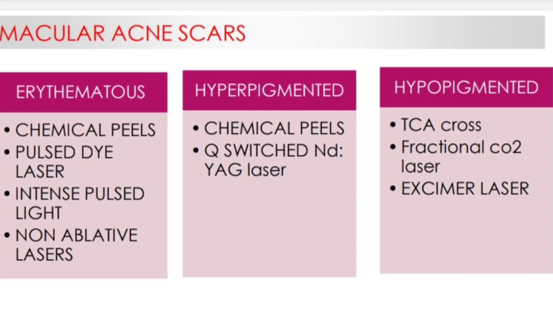In case of macular acne scars, which are erythematous, hyperpigmented or hypopigmented, the modalities available for the treatment of erythematous macular scars include chemical peel, pulse dye laser, intense pulsed light, and non-ablative lasers. In case of hyperpigmented macular acne scars, they can be treated with the help of chemical peels and Q-switched Nd:YAG lasers. And hypopigmented macular acne scars can be treated with the help of TCA CROSS, fractional CO2 lasers, and excimer lasers.